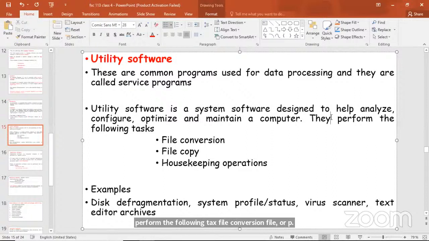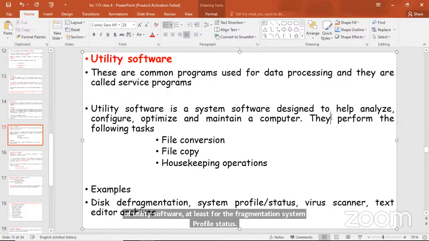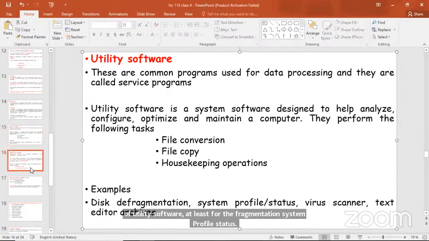Now, when you say housekeeping operation, that means they help maybe save when you are typing. They help to arrange your desktop and a host of other things. Yeah, I can see a number of people raising their hands, so please wait. Examples of utility software are defragmentation, system profile status, virus scanners, text editors, archives, and a host of others.